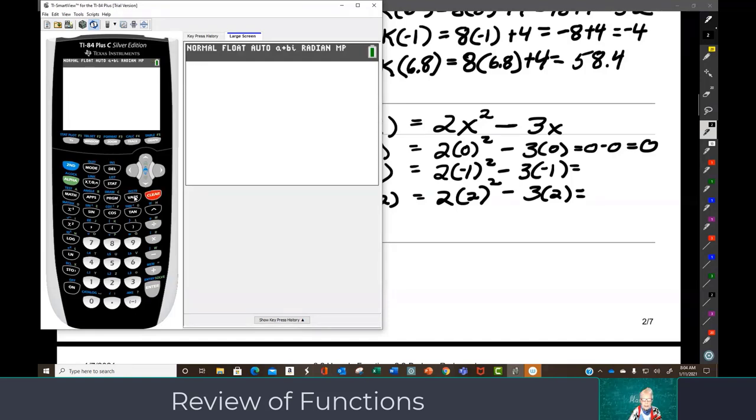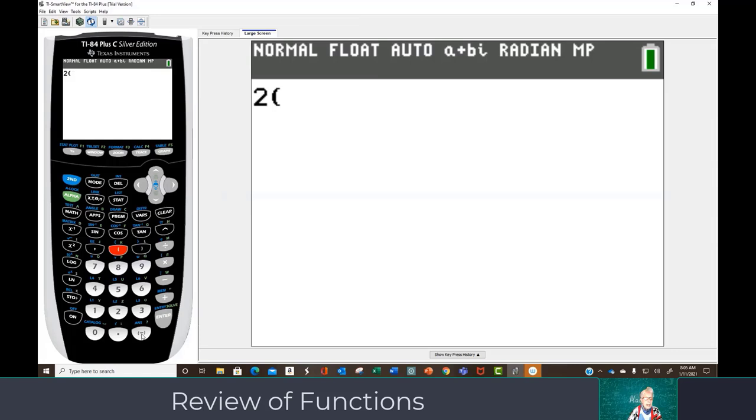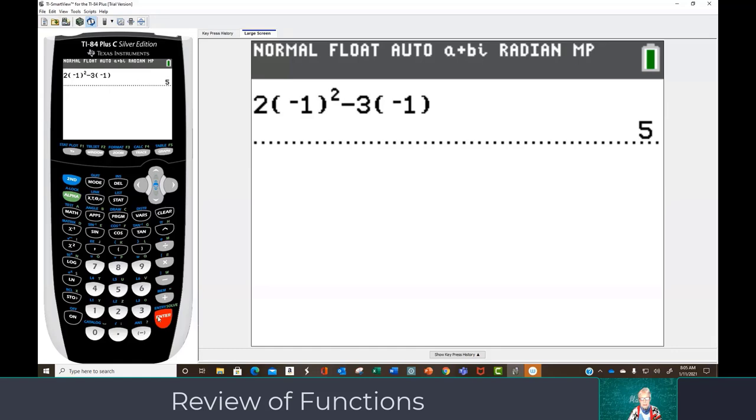Okay, what I'm going to do is type this so I can see this, and then I'll make it big for you. 2 parentheses, I better make it big now. All right, because the negative 1, the negative sign comes from this key down here, not the minus key up there. And then I want to square it. I want to put the exponent 2. Exponent 2 is so common, it has its own key. Right there. And then minus 3 parentheses negative 1 parentheses closed. Enter. And there you have a 5.